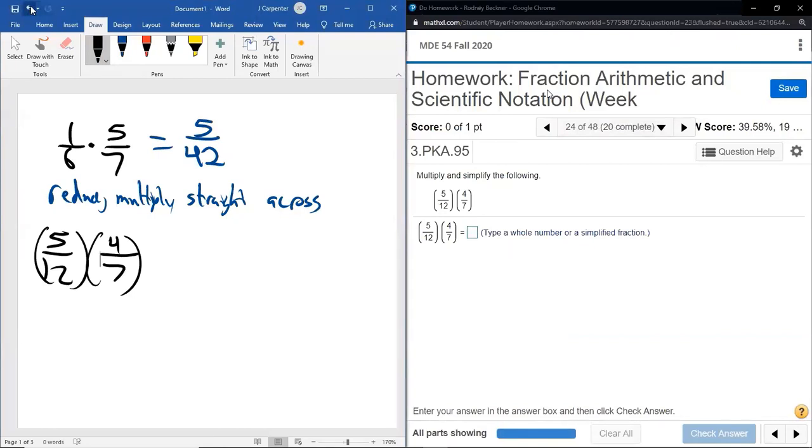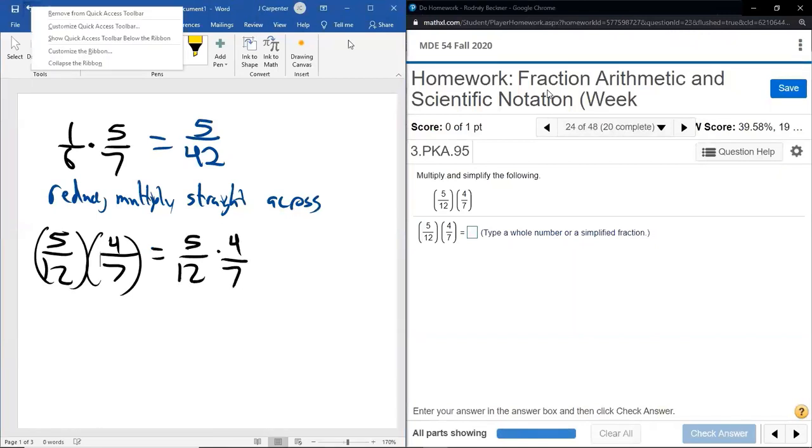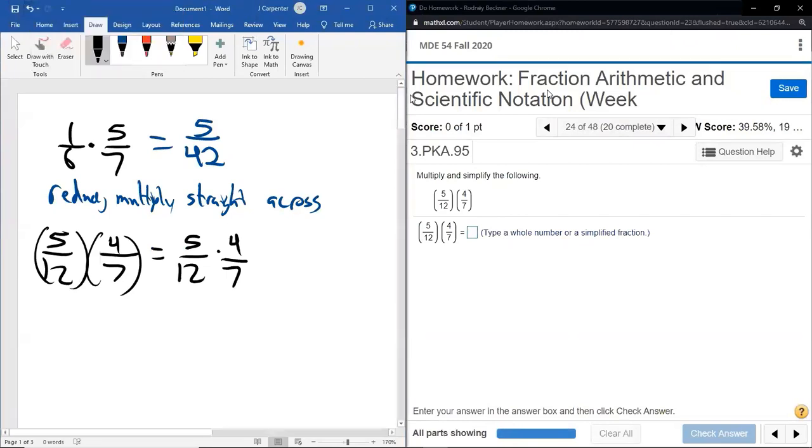Now this problem, it looks different because of the parentheses, but it's the same thing. It's the multiplication. This is literally the same thing as this if you want to rewrite it. Now here, you could just multiply straight across if you wanted to. You could just say 5 times 4 is 20 and 12 times 7 is 84. But the problem is that 20/84, if you put this in, it's going to be the wrong answer because, spoilers, it's not reduced. It is much easier to go ahead and reduce before you multiply.